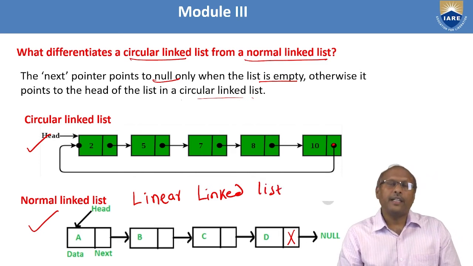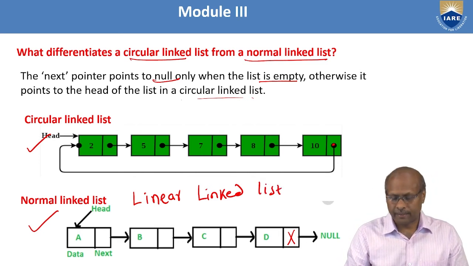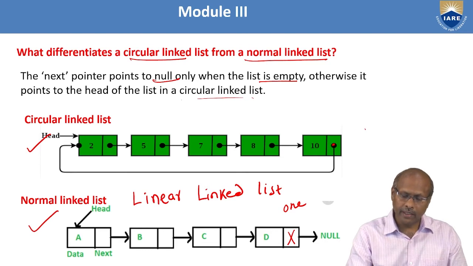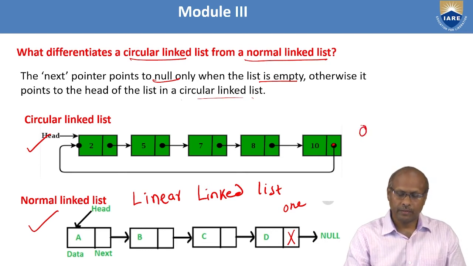And they may ask a question: in a normal linked list, how many null pointers are there? Then you should say 1. In a circular linked list, how many null pointers are there? Then you should say 0. Okay.